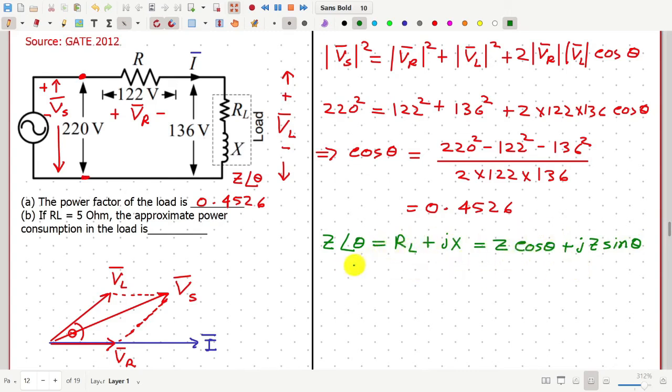So from here we have Z equal to RL divided by cosine theta. RL is given to be 5 ohm. So this is 5 by 0.4526 ohm, which is equal to 11.05 ohm.